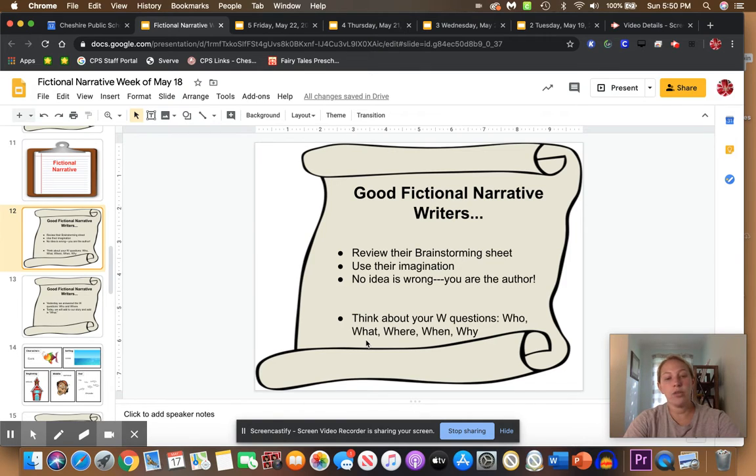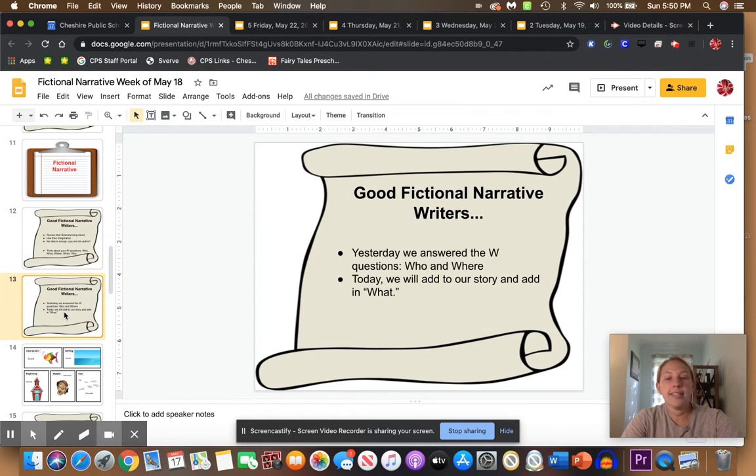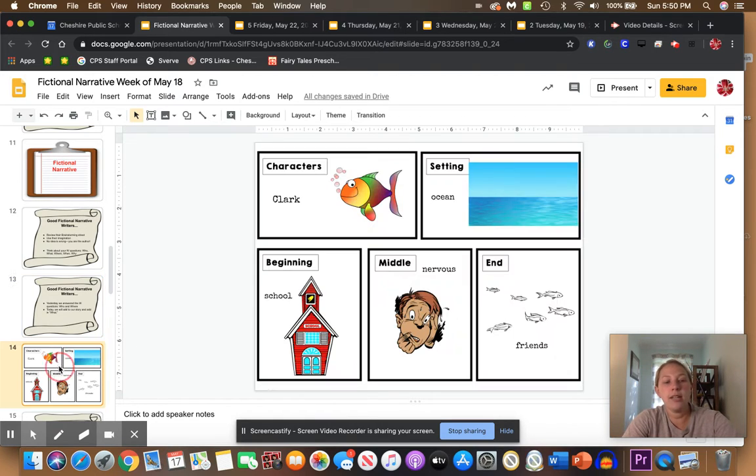We are going to be thinking about the W questions. We answered who and we answered where yesterday. So the ones we have left to answer are what, when, and why. Today, we are going to add to our story and add in the what. This might also be the introduction of the problem to the story. Let's take a look at the planner.